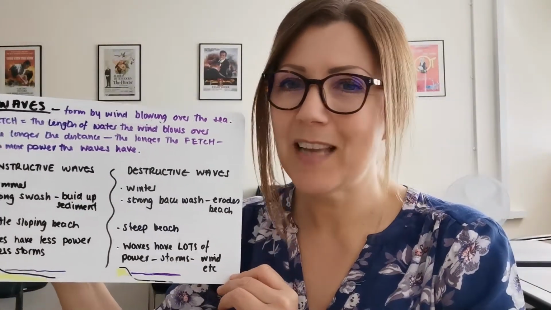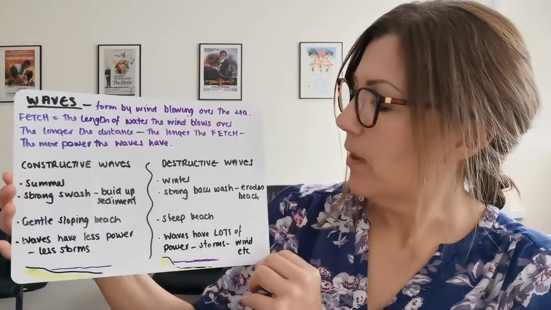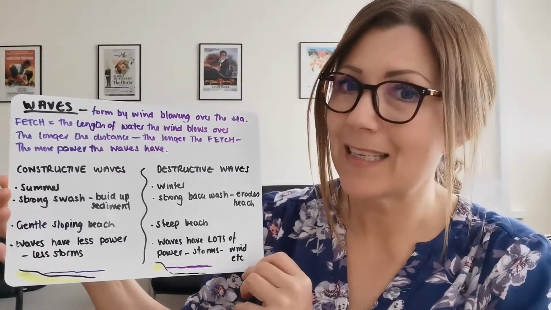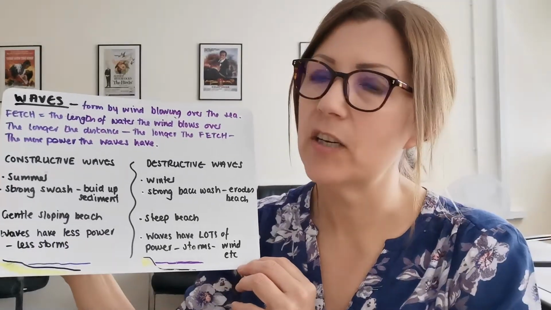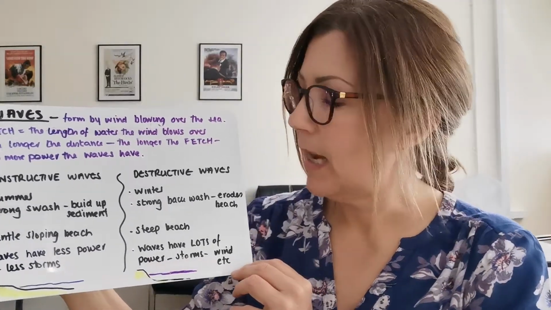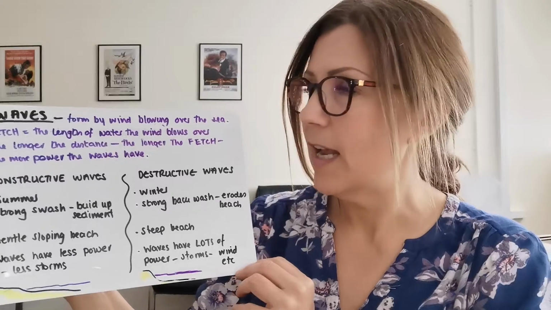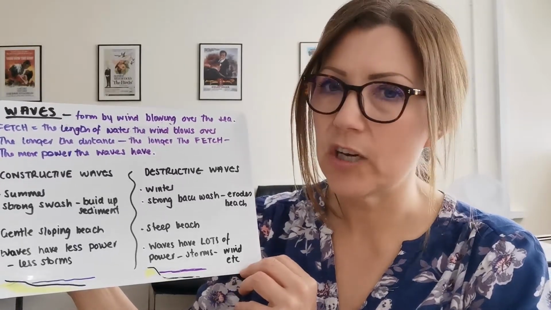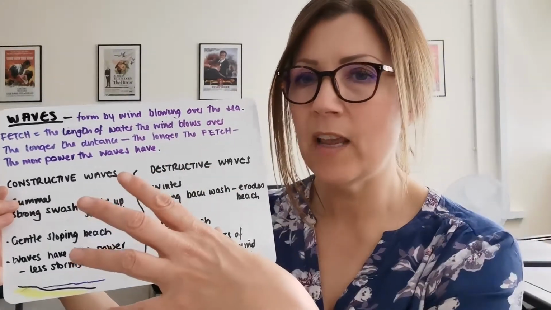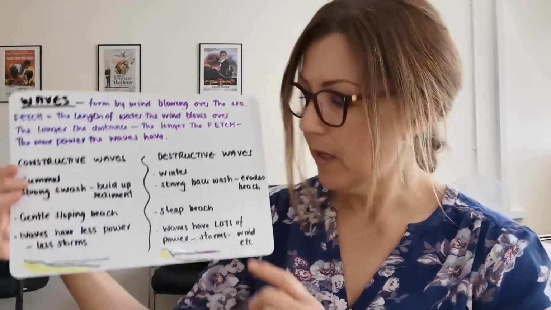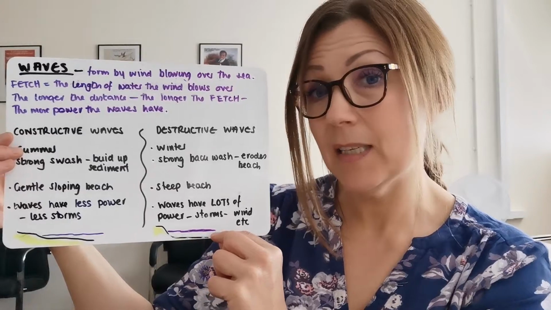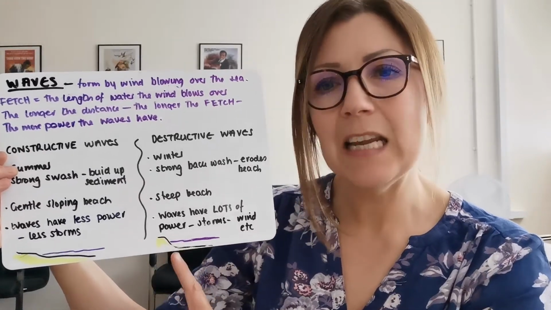The destructive waves happen in the winter time. Now in the winter we get very strong waves, especially like I said in the east of the UK, and these very strong waves have got a lot of energy, so they erode the beach. Now the swash isn't very strong, but the backwash is. So the swash brings the wave in, the backwash takes away lots and lots of material. So we end up, as my, again, amazing diagram says here, a very steep beach.